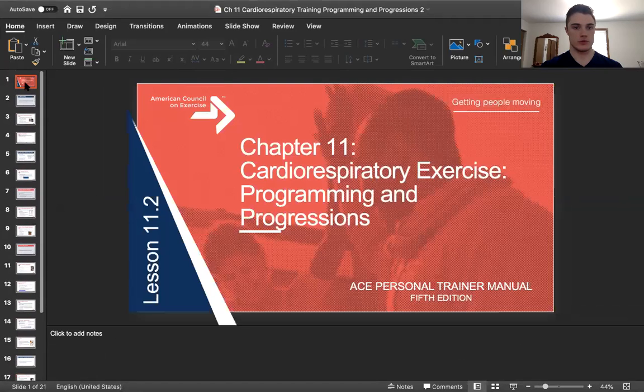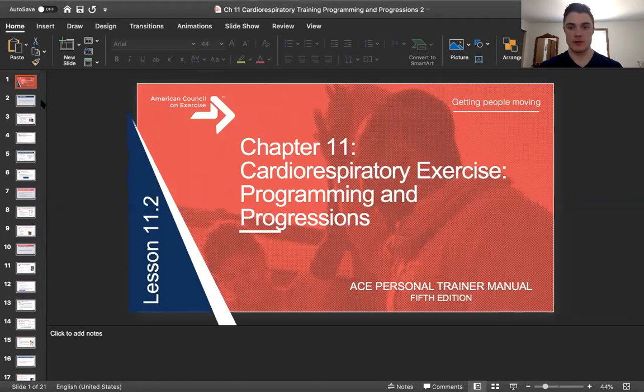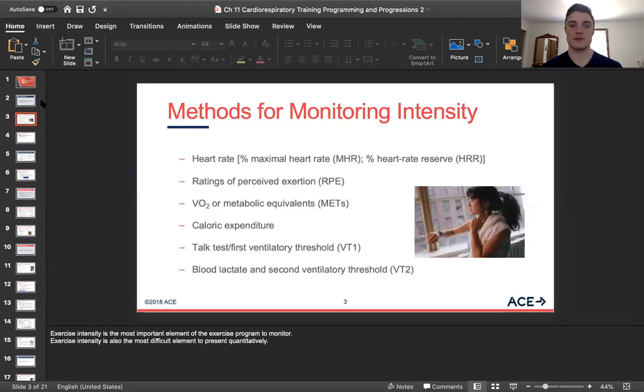So we move to lesson 11.2. And we're still talking about cardiorespiratory exercise, programming, and progressions. Methods for monitoring intensity. All right, these are all going to be pretty key and useful, whether they're going to be tested on or not when you're working with your clients. Some of these you won't necessarily have the tools to do, but it's also good to know in case it ever pops up.